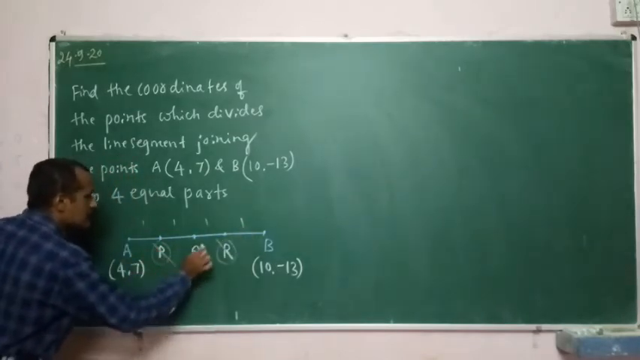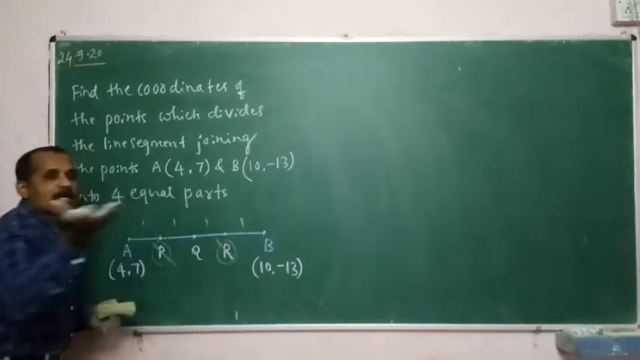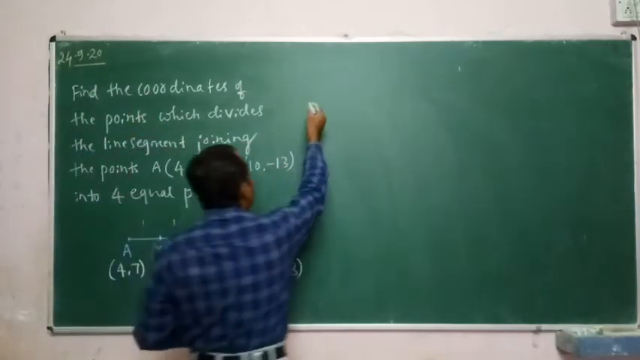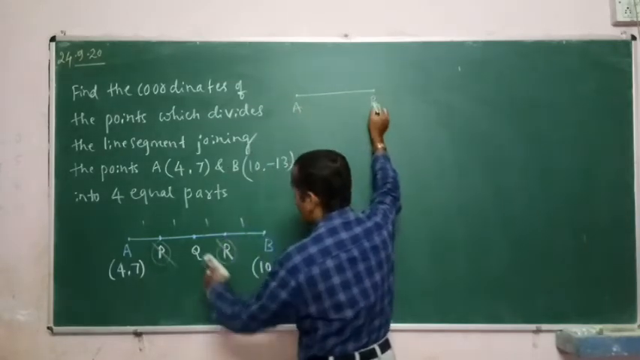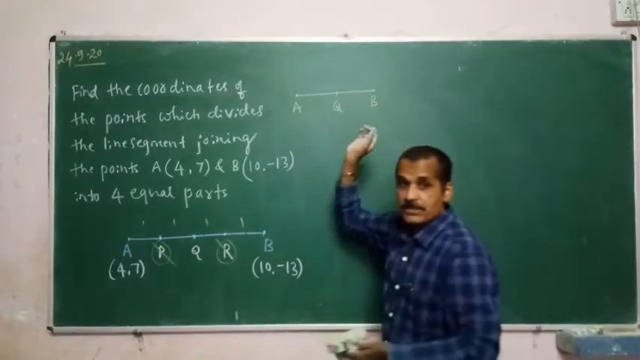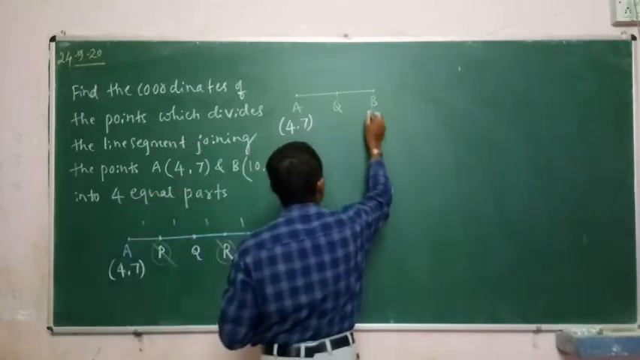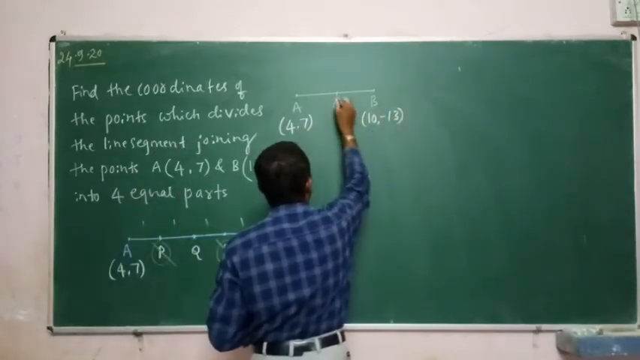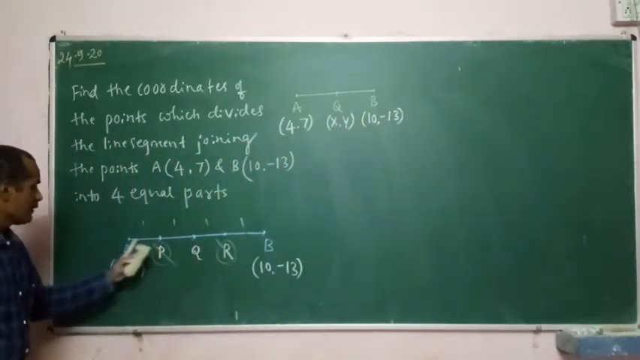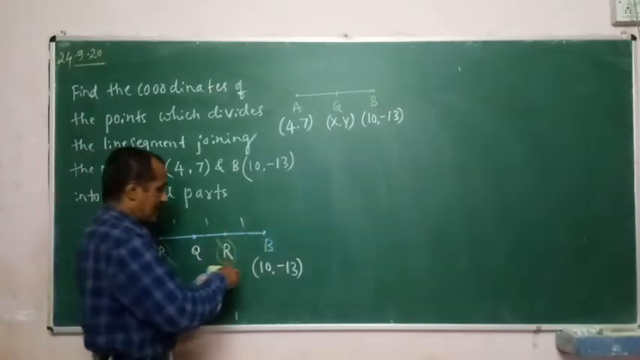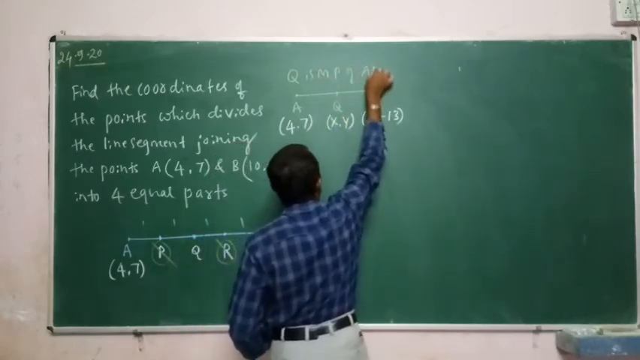That means when I have not taken this, it will be 2 parts. When I have not taken this, it will be 2 parts. So 2:2 means again 1:1. So I will simplify and I will draw a figure like this. I will write here A, here B, and here Q. Coordinates of A are 4, 7, B is 10, -13, and Q I will take as (x, y). Q is the midpoint of AB.